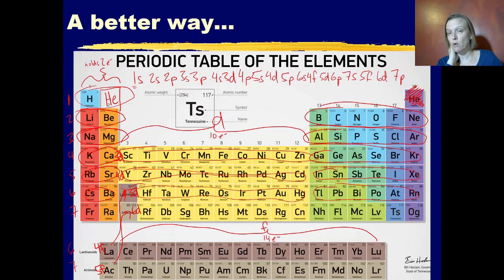Both methods require memorizing something. I personally prefer this method. I think it allows you to take certain shortcuts, especially if you continue on with chemistry, but you can use whichever method so long as you learn your method.